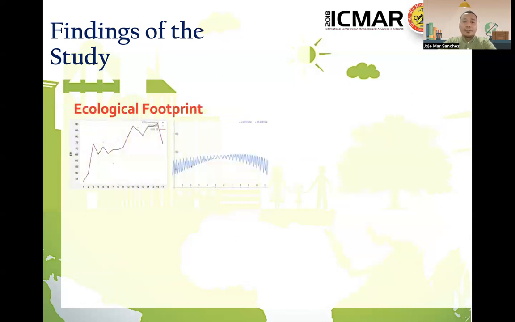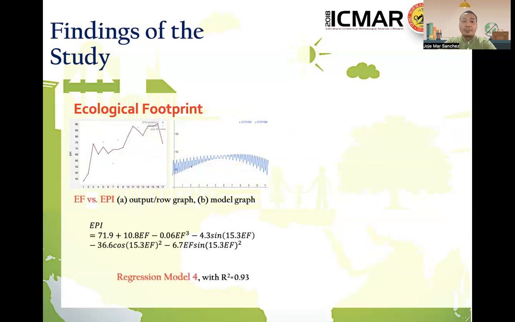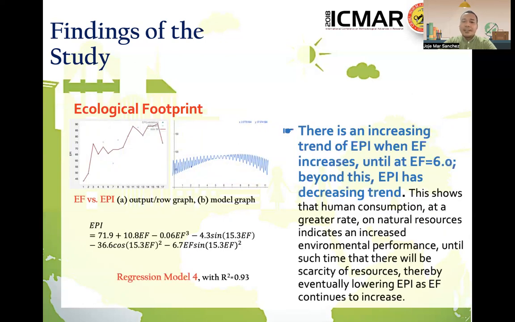Another one is ecological footprint, and the R squared here is 0.93. There is an increasing trend of environmental performance index when ecological footprint increases until EF is equal to 6. Beyond this point, the EPI has decreasing trend. This shows that human consumption at a greater rate of natural resources indicates an increased environmental performance until such time that there will be scarcity of resources, thereby eventually lowering EPI as EF continues to rise.